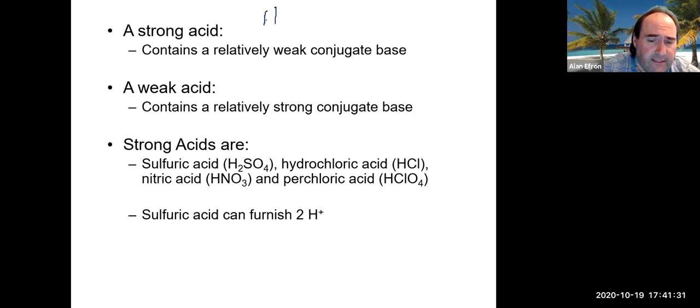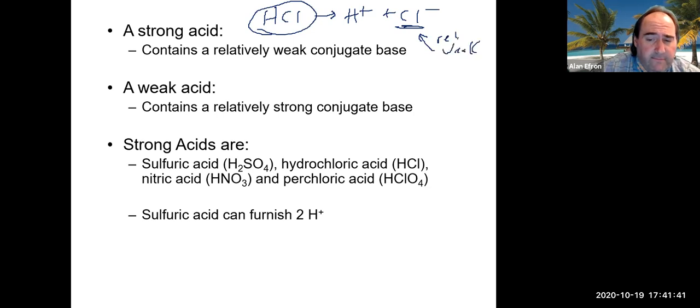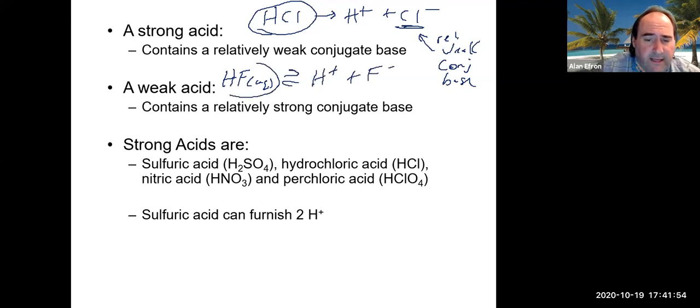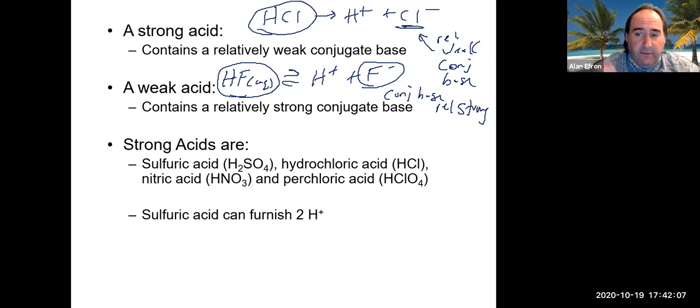For example, HCl breaks apart into H plus and Cl minus. This is a strong acid. Its conjugate partner, the base, is relatively weak. That's opposite if you had something like HF. This is a weak acid. Its conjugate partner, which would be the F minus in this case, is relatively strong. And again, it's that opposite relationship.